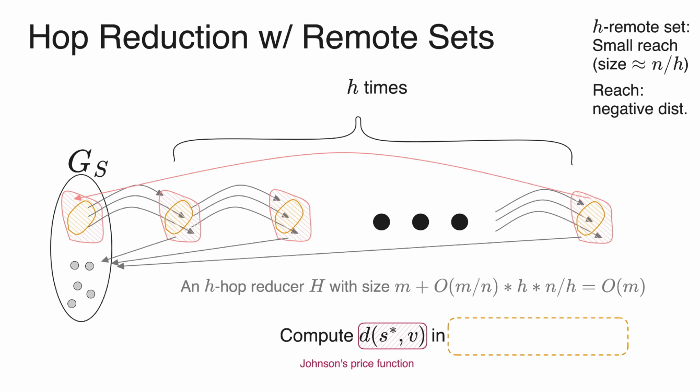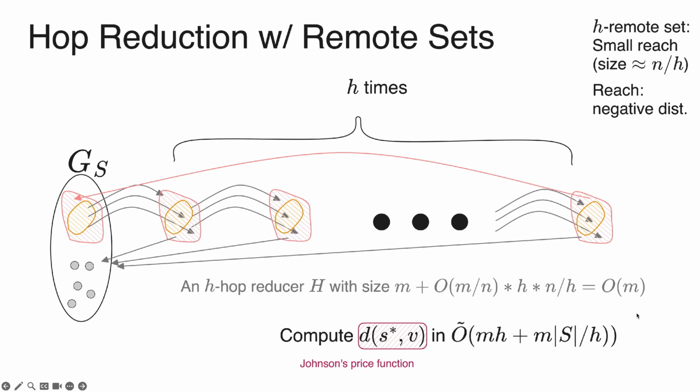And computing Johnson's price function, or equivalently distance, is much faster in this hop reducer, because the hop reducer has size roughly O(m), and you only have to compute the size of S over h hop distance in this hop reducer. Okay, that's super good.